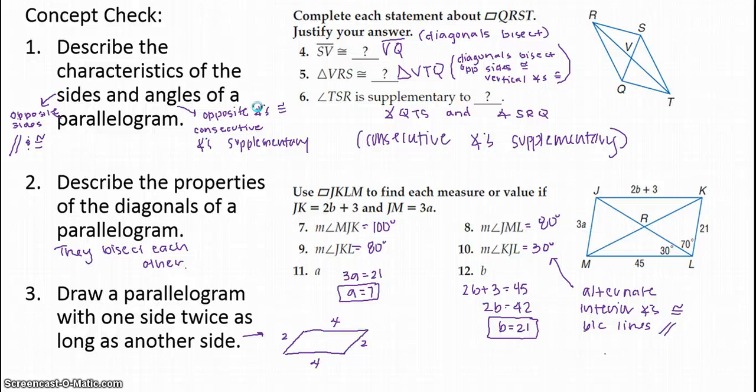Hi, here are our answers, starting with number 1, your concept check. My sides, I should have opposite sides being parallel and congruent. I had to abbreviate a little bit here to fit it in. For your angles, the opposite angles are congruent, but the consecutive angles are going to be supplementary. For my properties of my diagonals, they bisect each other or cut each other in half.